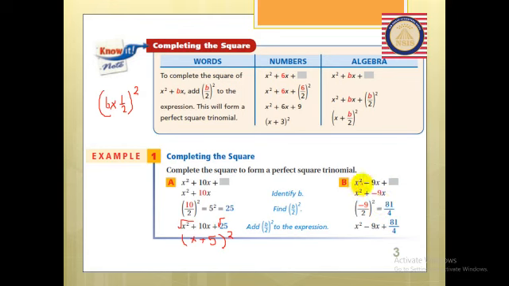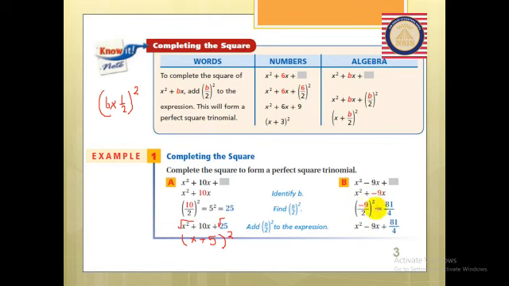Sorry. x power 2 minus 9x plus, I don't know. So what's my b here? My b is negative 9. Negative 9 is the b. So negative 9 divide 2, I'm going to get half of the b. Negative 9 divide 2 and power it by 2.